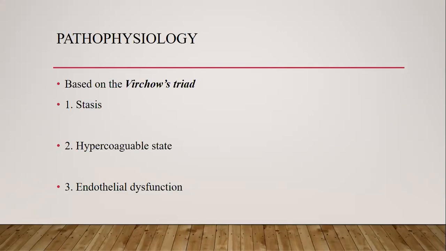Having a patient in stasis alone is not enough to develop clots. The stasis should have something else in addition. Stasis and maybe hypercoagulable state, stasis and maybe endothelial dysfunction. The same way, having endothelial dysfunction alone is not enough to form a clot. It should be with something else. But with hypercoagulable states, just that can predispose you to forming a clot.